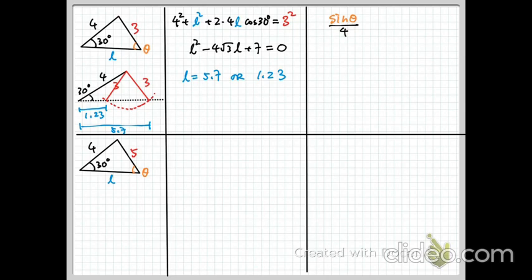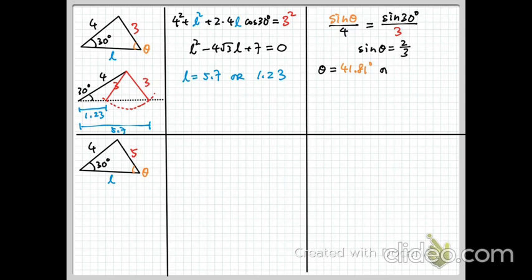If we want to find theta, sine theta divided by 4 will be sine 30 divided by 3. So it turns out that sine theta will be 2/3. You do it on the calculator. Theta will be 41.81 degrees, right? So that is the answer.